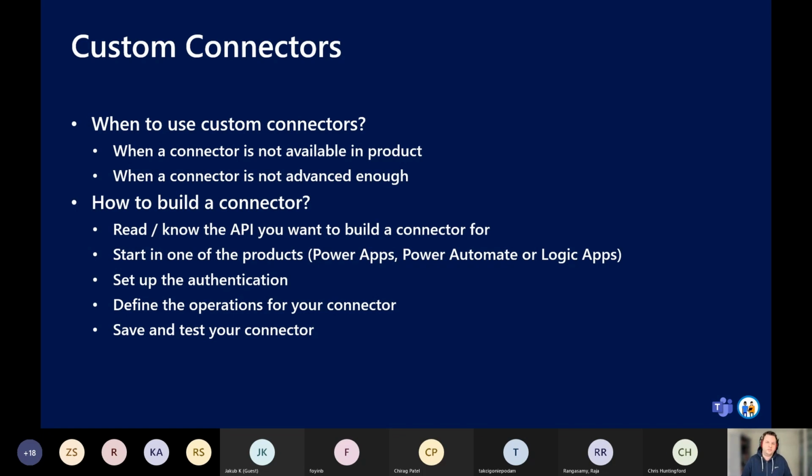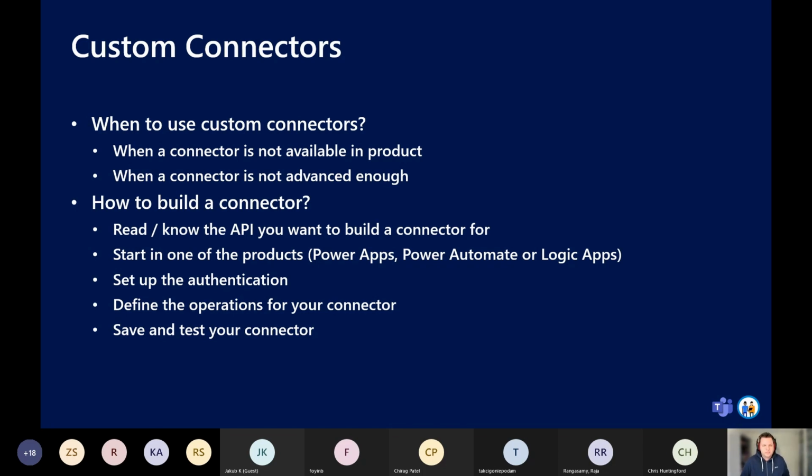The last couple of years, for instance, the create a team action wasn't available. And that's something that has been included now, but a lot of people created a custom connector for that as well, for instance. And how do you build a connector? Well, of course, you need to know about the API that you want to build a connector for, because if you don't know that API well enough, you're going to get into trouble when you are building a connector.